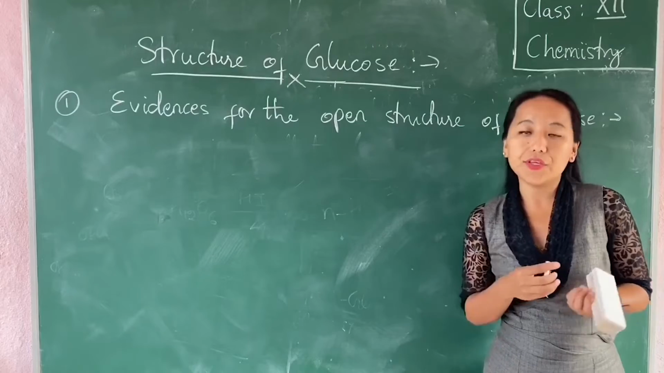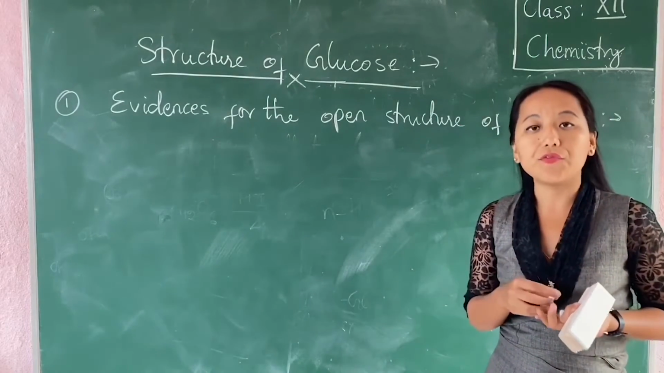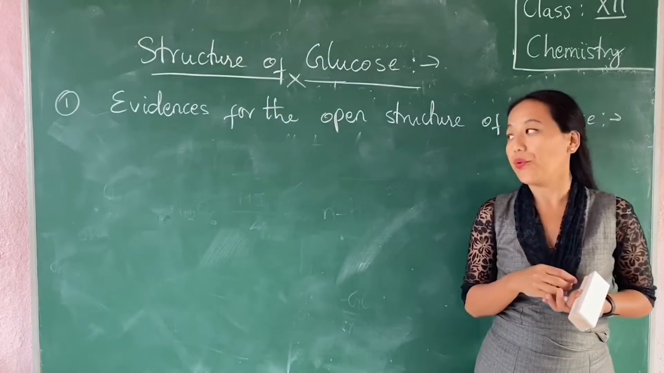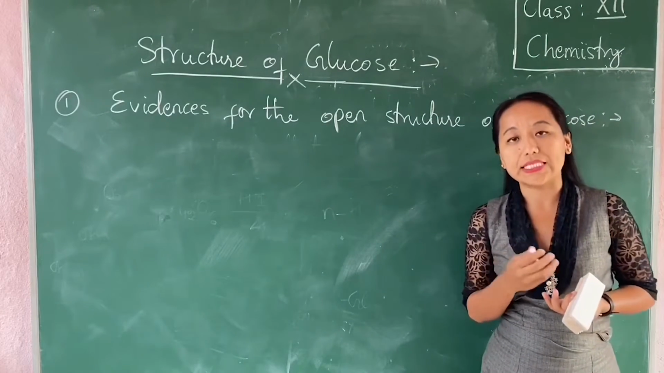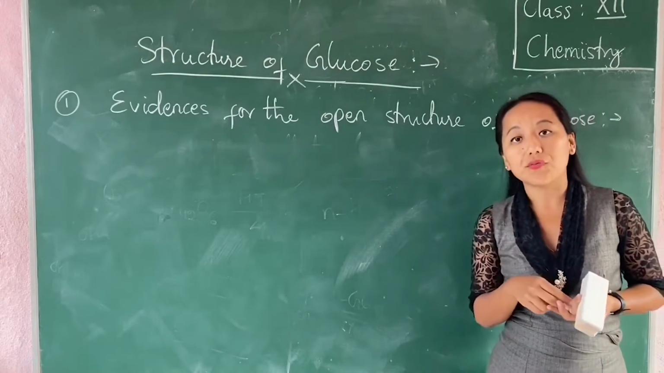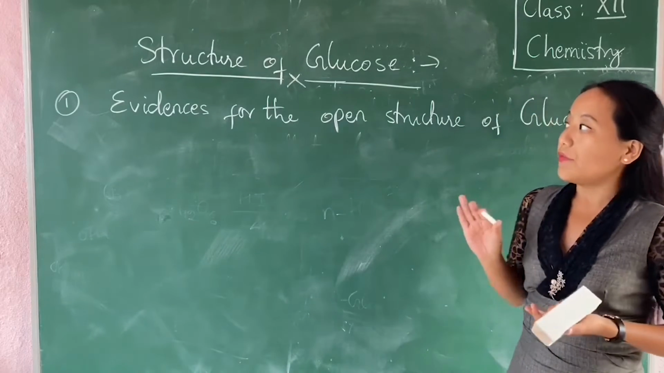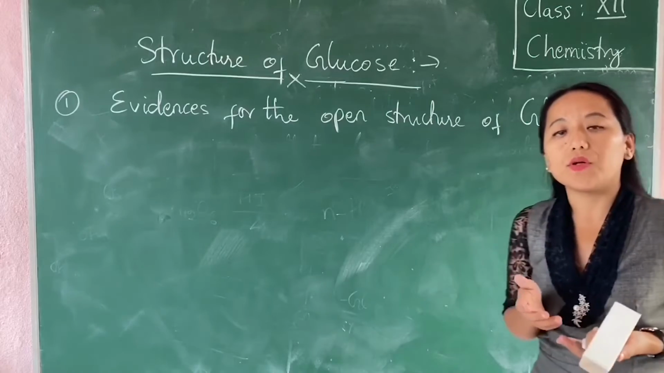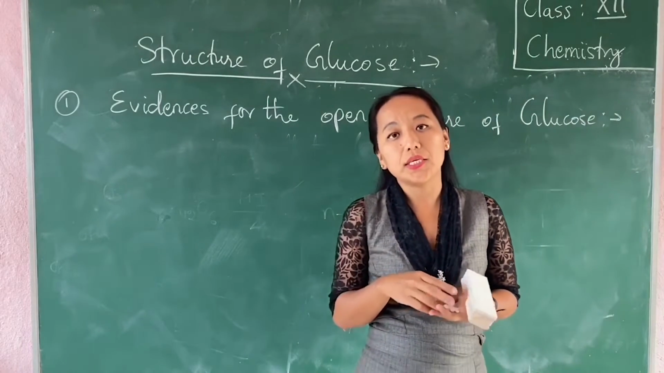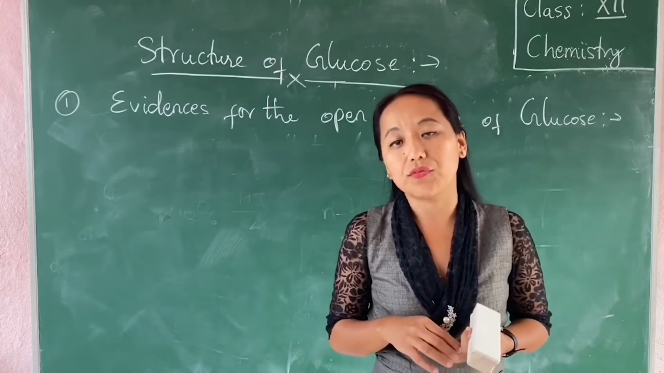I just finished giving you an overall idea about the different ways in which glucose structure is shown. Now the first one that I'm going to discuss in detail is the open structure of glucose. What are the evidences, the reasons, which led to the confirmation of the open structure of glucose?